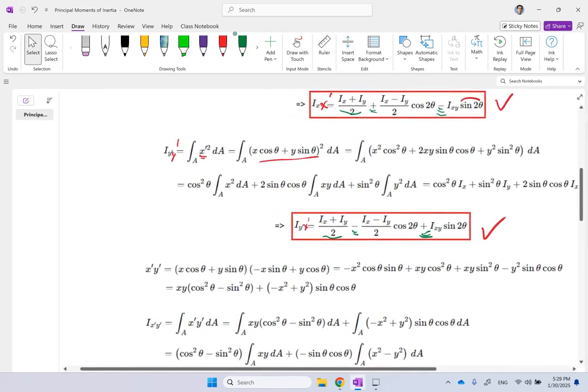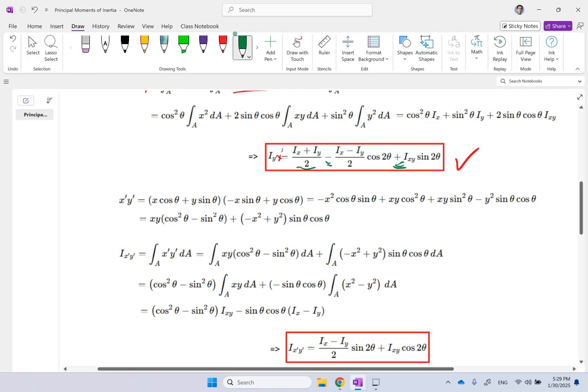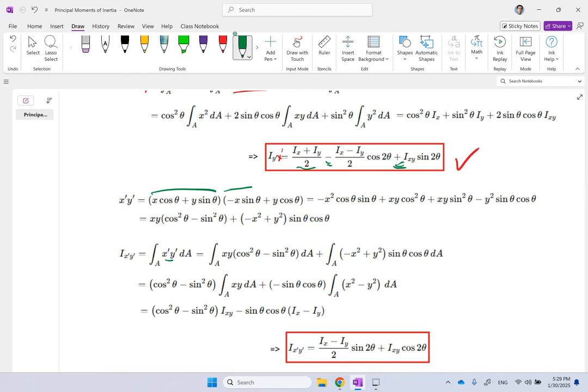Now, I_x'y'. For that, first we need to know what x prime y prime is in this new frame. So I replace x prime and I replace y prime. I have to multiply and I get this big expression, and I can factor out the sine cosine term, which you see here and here. You get that, and then these two terms both have xy in them. You factor out xy, you get this term.